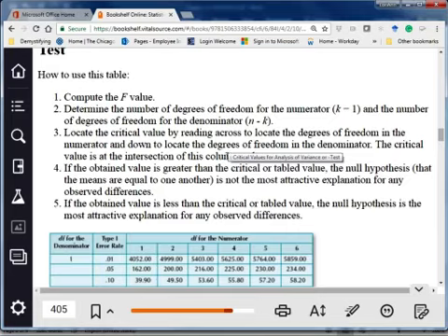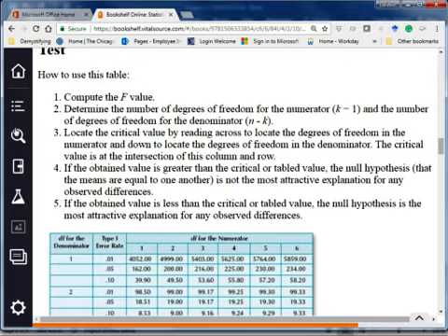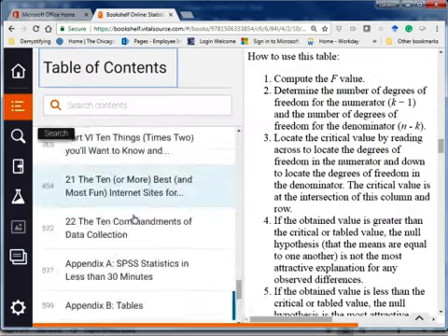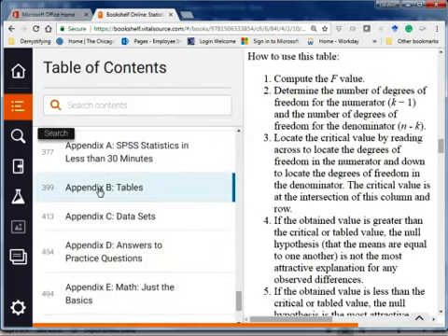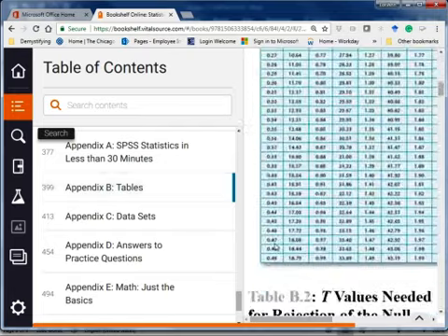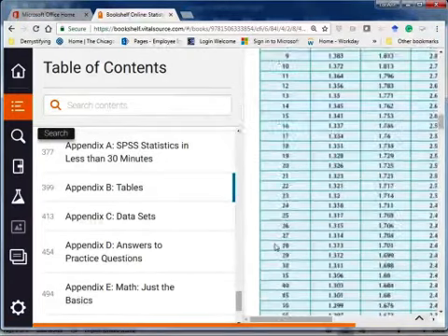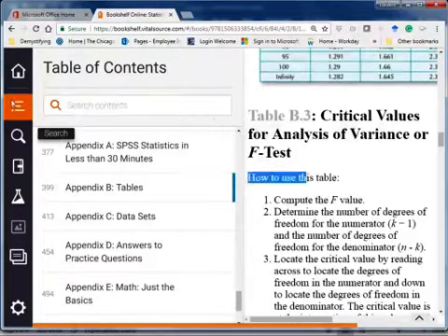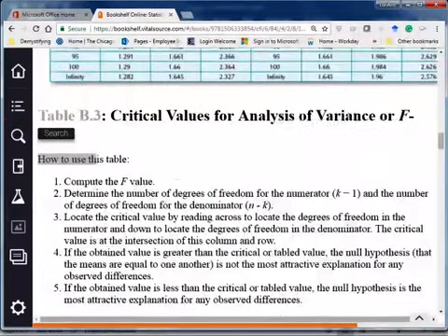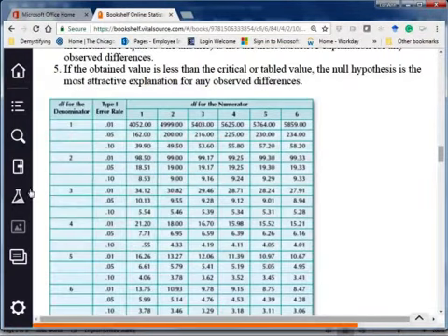I'm getting tired, okay. So here we go. We're going to go to Appendix B and we're going to scroll down. That's for Z's, these are for T's. Now I need to find, here's the one for F, okay. So here's the critical values for analysis of variance, or F score. It's telling me what to do. Now in this case, I know that I have a couple of F scores, right? So how am I going to use this so that I can use this chart?